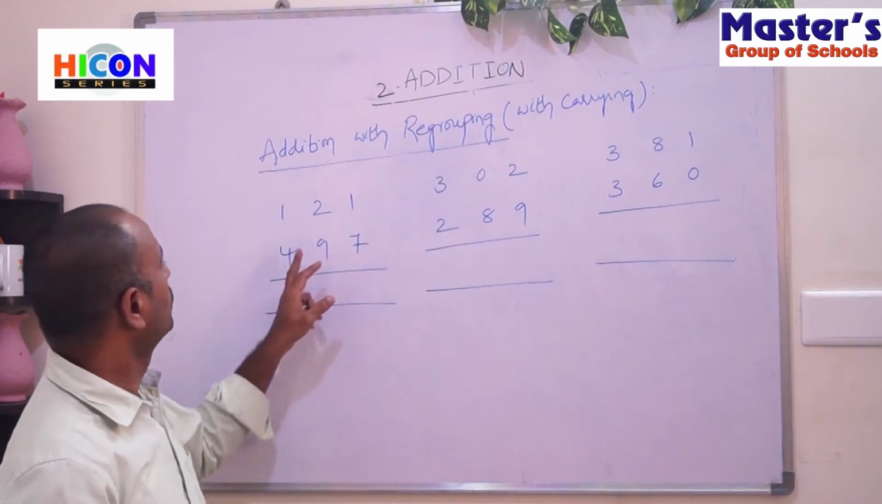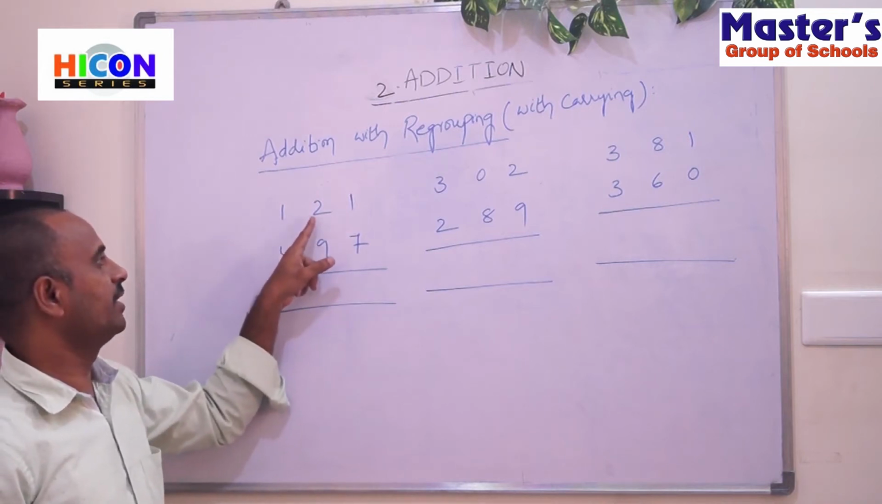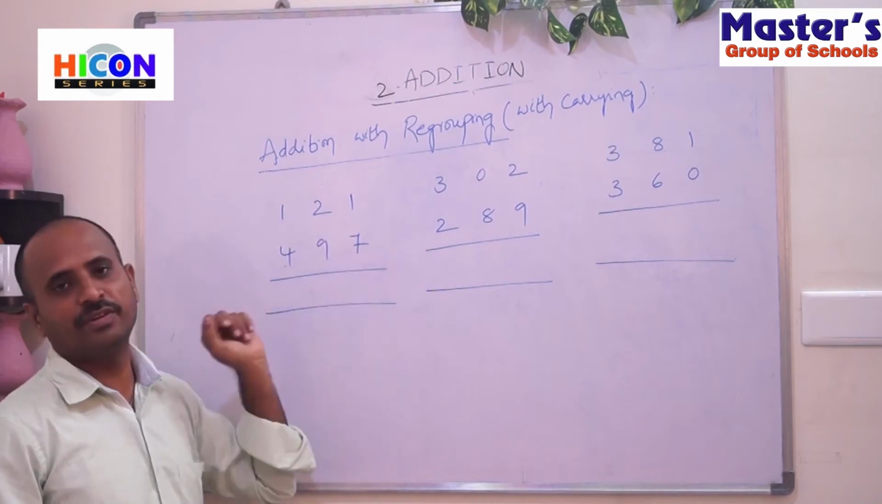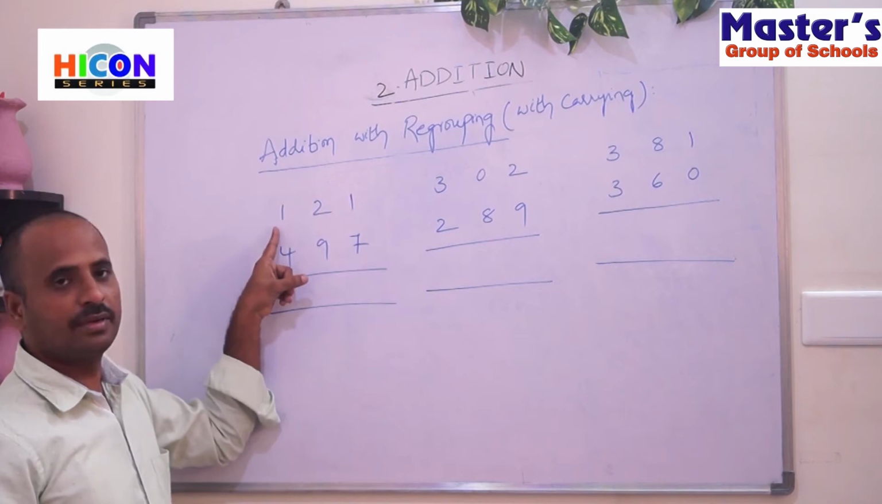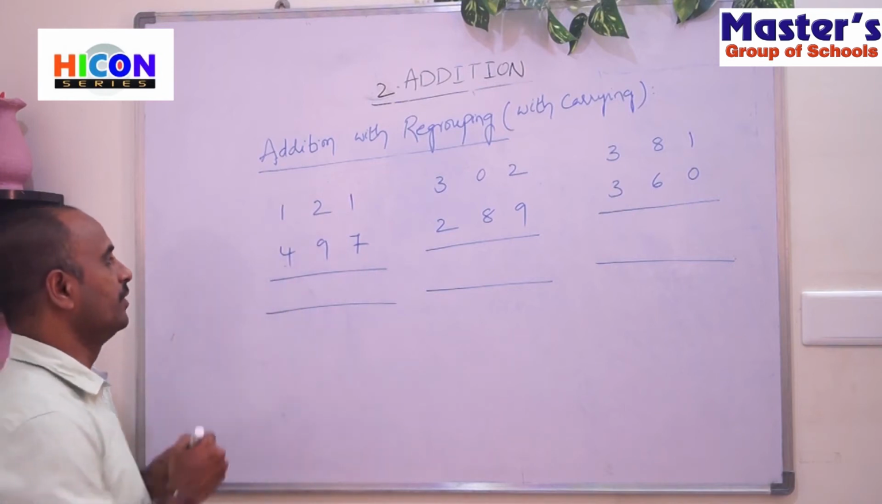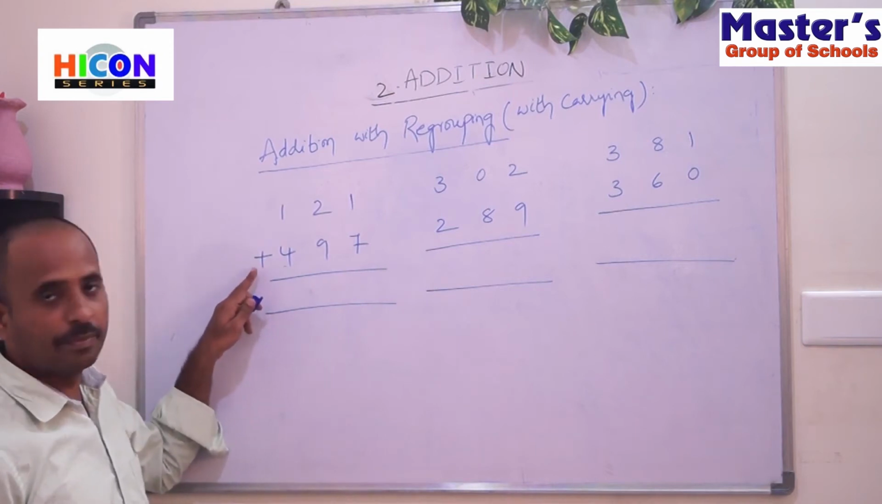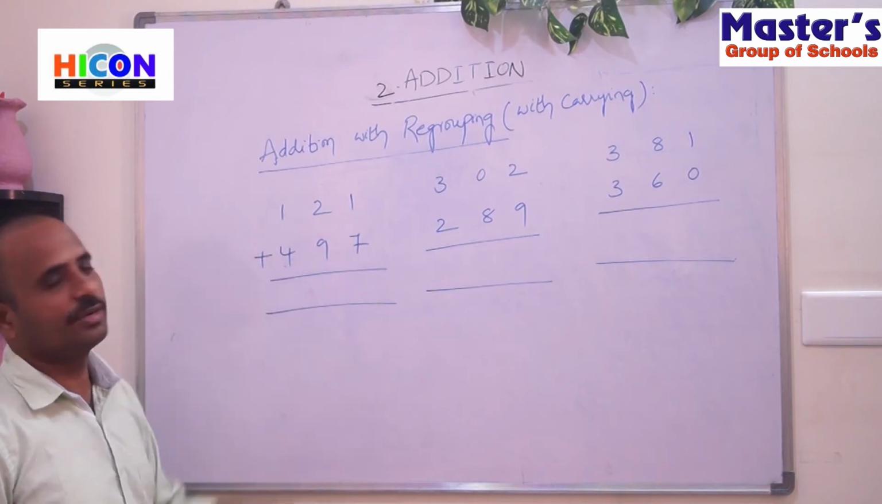So children, look at the first problem. There are 2 numbers. The first number is 121 and the second number is 497. These are 3-digit numbers. So we have to add these 2 numbers. Here the symbol is called plus. If there is a symbol plus, it means we have to add these numbers.